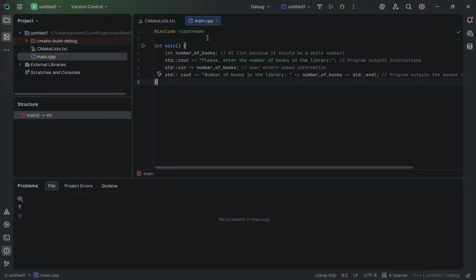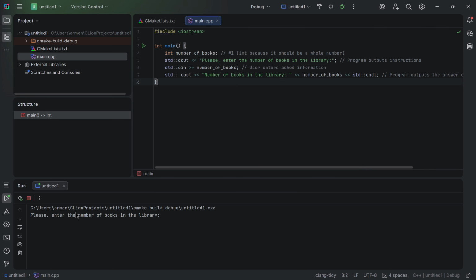In this program, you can see a basic example of cin and cout. First, our program is going to output the line: "Please enter the number of books in the library." Next step, we're going to input our answer, for example, 5.